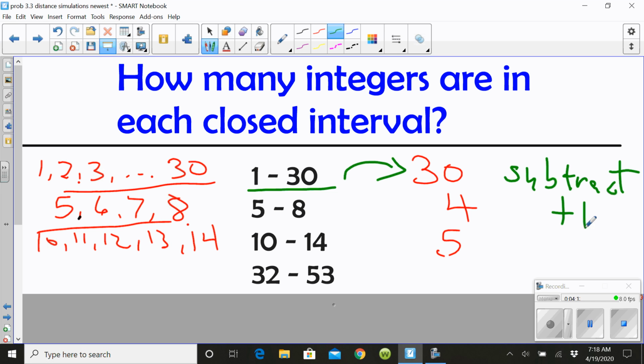So here I can go 53 minus 32, which is 21. Then I have to add 1. So there are 22 numbers in that interval. So this is the key kind of mathematical idea that's involved in the simulation problems. And I'll point that out to you now in the one example that's included in this video.